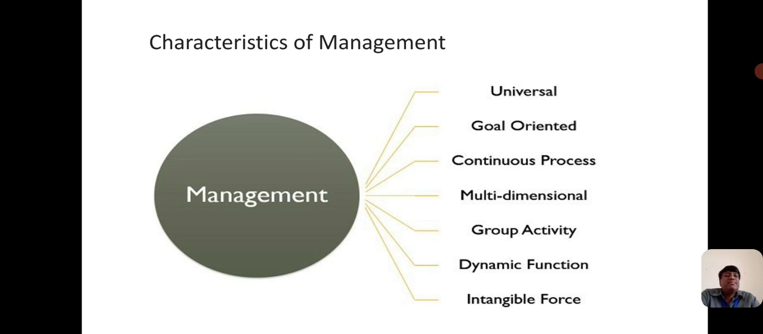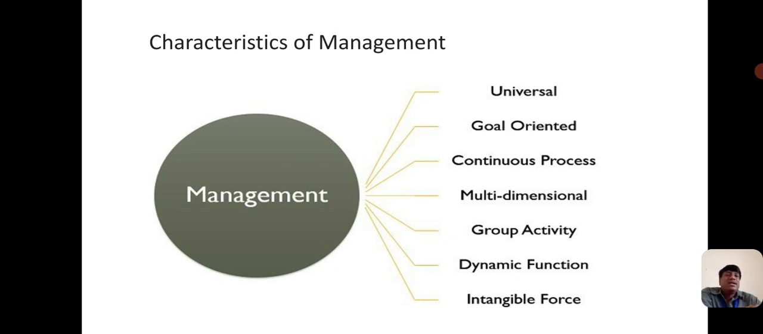When we say management, management is always goal oriented. The third one is management is a continuous process, in the sense it is an ongoing process. Then management is multi-dimensional. It is not a single phase. It has so many dimensions. Then management is a group activity. Then management is a dynamic function, and management is an intangible force.